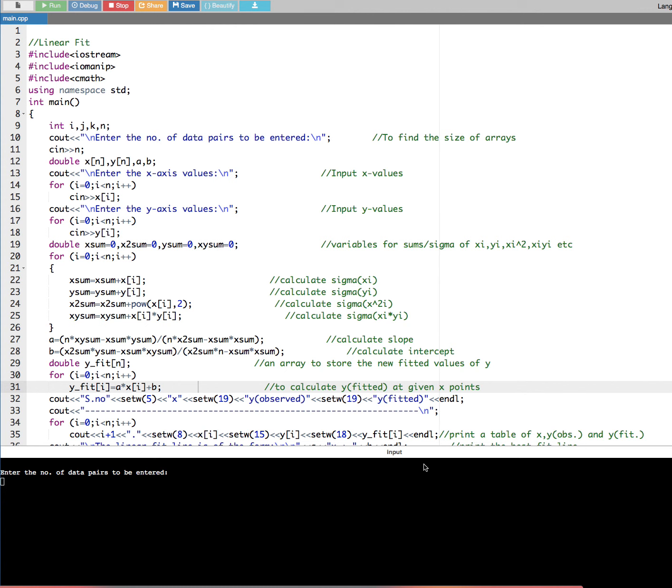In this video we are going to see how to do linear fitting in C++ programming. But before we go for the programming part, let's go ahead and see the concept behind this equation and stuff.